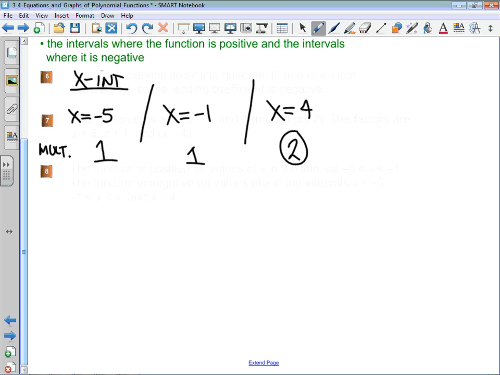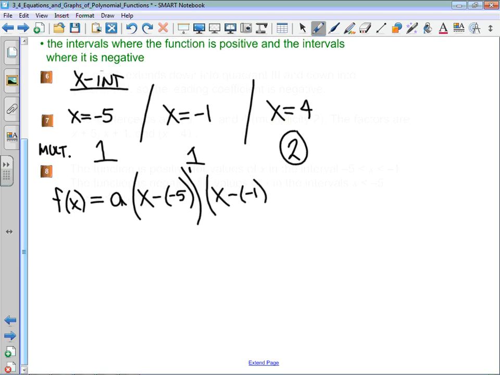So I'm going to say that this function, let's use f of x again, could have a vertical stretch, but then we know that our x-intercepts would give us factors x minus -5, to the power of 1, then x minus -1, again to the power of 1, and x minus 4 to the power of 2 because of its multiplicity. Now, again, a little simplification is a good idea. So we have a times x plus 5 times x plus 1 times x minus 4 squared.